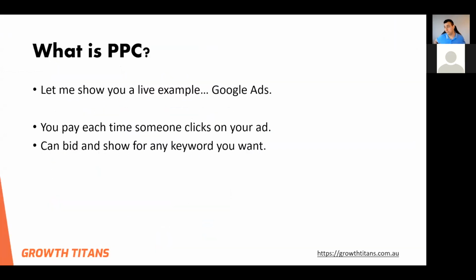With pay-per-click, you're paying every time someone clicks on your ad. With SEO, you're putting effort and investment into ranking in those organic listings, and once you're there, you're not paying per click. With Google Ads, it is different. You are paying every single time someone clicks your ad.